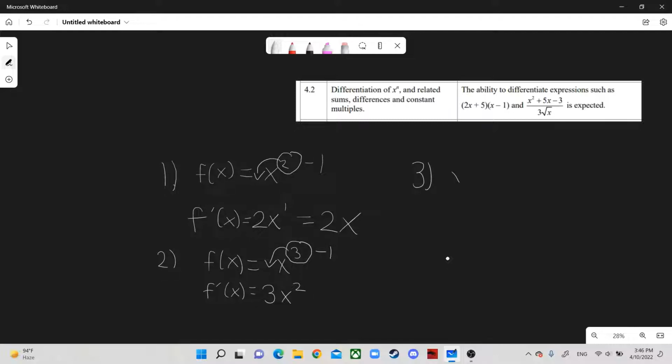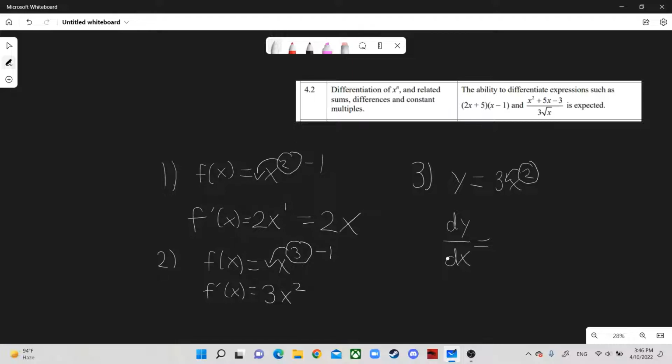Okay, now let's try another one. Let's try y is equal to 3x squared. Okay, now how would you differentiate this? Okay, well, firstly, when we differentiate y, we write it as dy dx. Okay, that's the first thing. Next, we actually have to differentiate this. So it's the same thing. Take the power, bring it to the front.